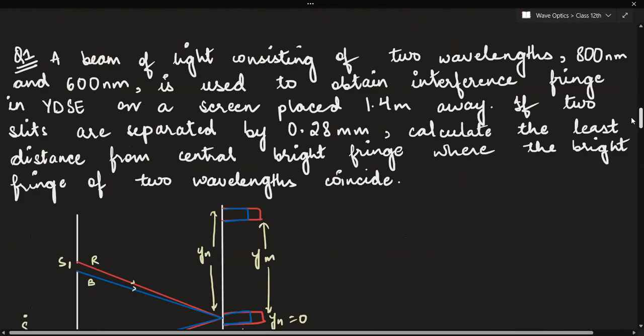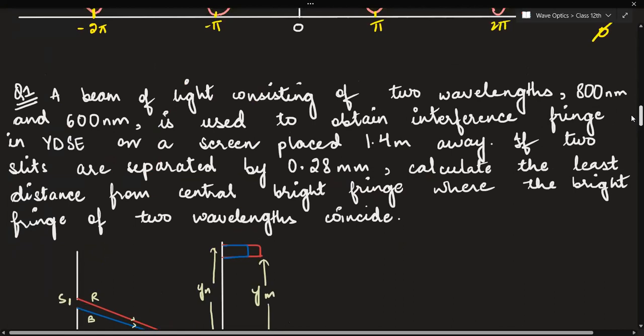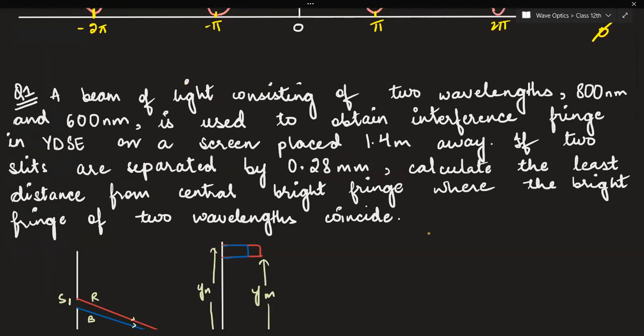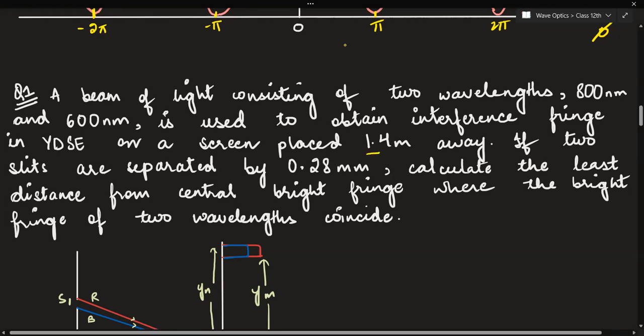Let's do a numerical. This numerical says that a beam of light consisting of two wavelengths, 800 nanometer and 600 nanometer, is used to obtain interference fringes in YDSE, that is Young's double slit experiment, on a screen placed 1.4 meters away. So remember, capital D we had taken. That was the separation between the double slit and the screen. So that capital D here is given as 1.4 meters.